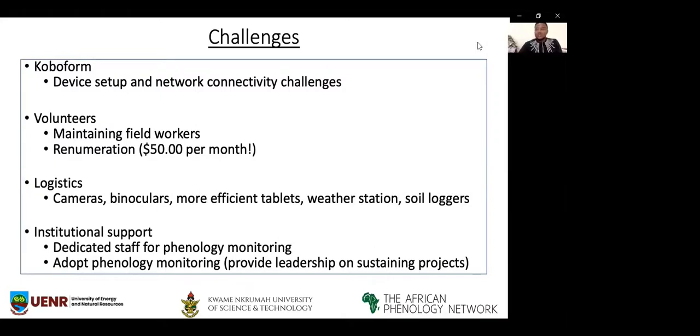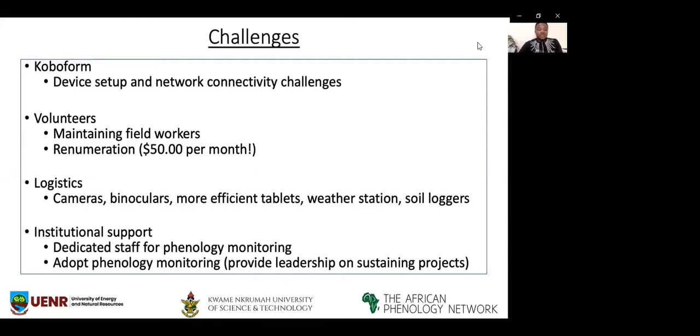So this is honestly and obviously quite very low. And so that is also one area. The work isn't funded yet. And so it's one of the challenges that we have faced. And in terms of logistics, it would be a good idea to have some binoculars, to have more efficient tablets that can take the coordinates in the field sites, and also be efficient in terms of connecting to network services.